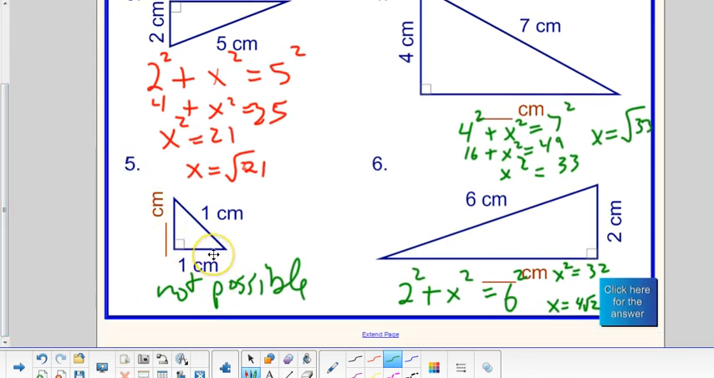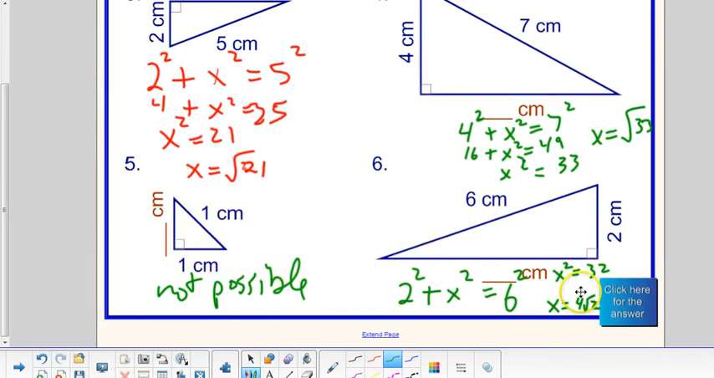For this one, did you have not possible? There's no way to make this work here because this would have to be a 0. So this isn't a triangle. The hypotenuse has got to be longer than the sides. So therefore, we can't have this.